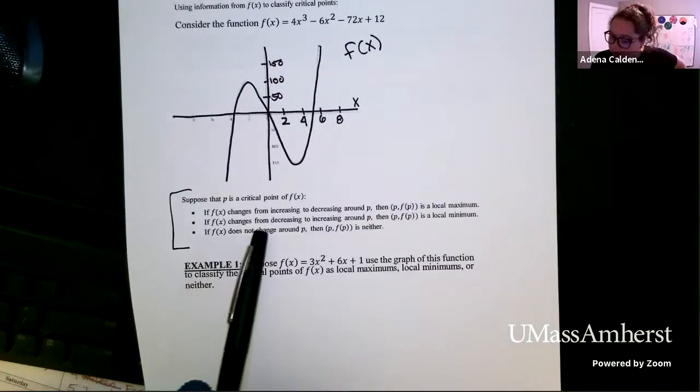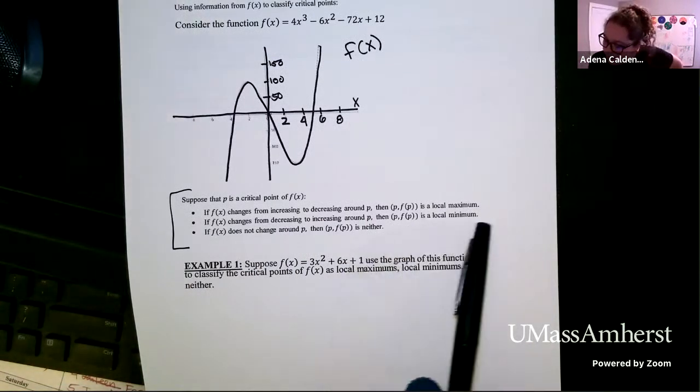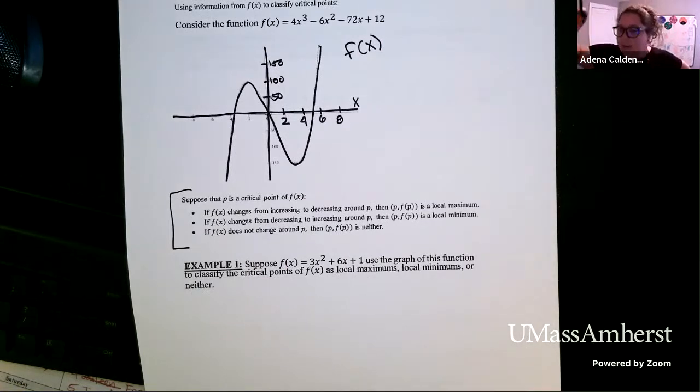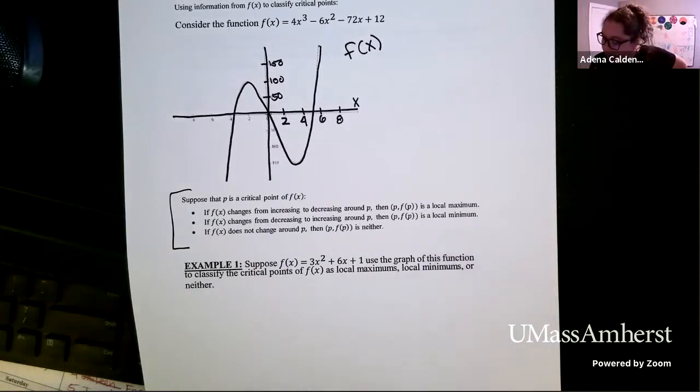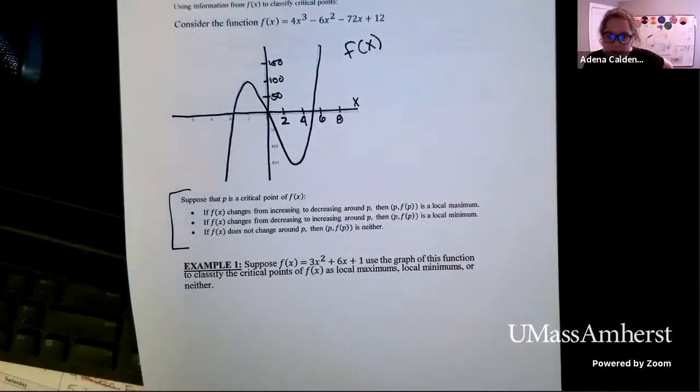So if f of x changes from increasing to decreasing, so it's going up and then it's going down, then we're going to have a local maximum. If f of x changes from decreasing to increasing around our critical point, we're going down and then we're going up, then we're going to have a local minimum. If f of x does not change from increasing to decreasing or decreasing to increasing, then we have neither.